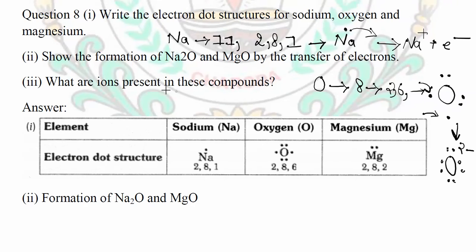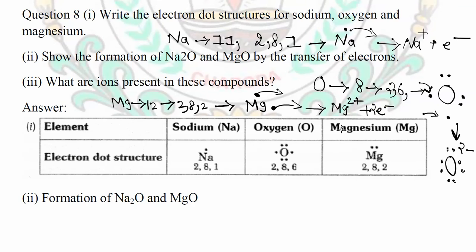Similarly, for magnesium, the atomic number is 12, that is 2, 8, 2. So the Lewis dot diagram for magnesium will become Mg with 2 dots. Okay. So here what will happen? This Mg, magnesium, will release these 2 electrons in order to form a magnesium cation with a 2 plus charge. Okay, so this is the Lewis dot structure for your magnesium, oxygen and sodium.